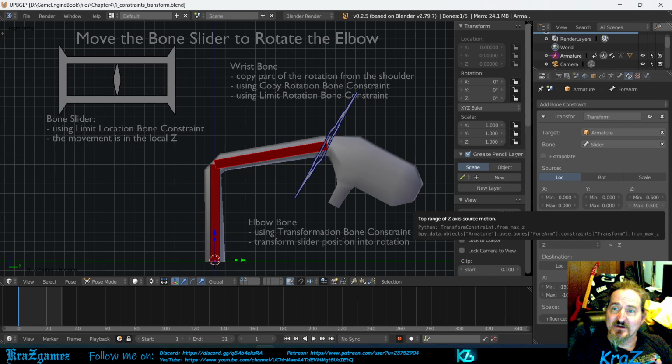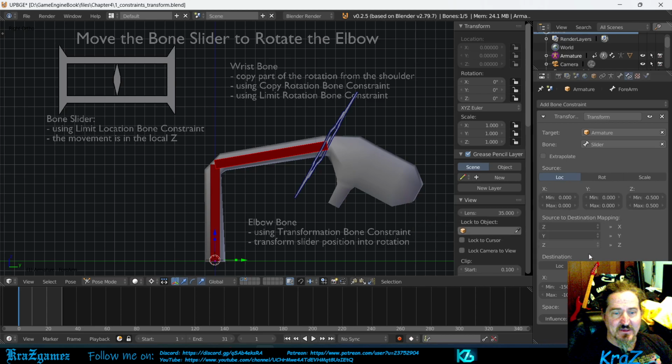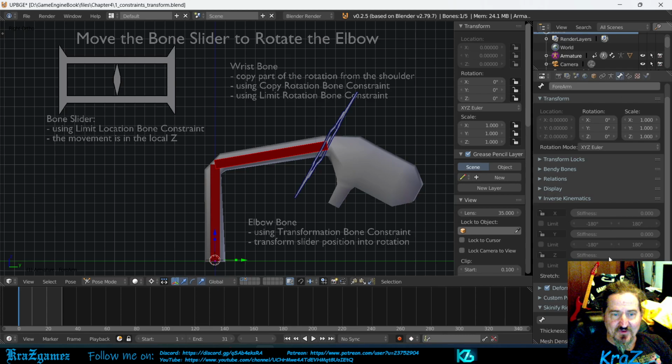When a bone is under the influence of an IK bone constraint, you can set specific IK settings in the bone panel, as you see right here. I'm going to go to the bone panel. That's this little guy right here. This is what it's talking about. These are the legacy constraints, IK inverse kinematics IKs. Those parameters allow you to add some control over the otherwise automatic IK computations.